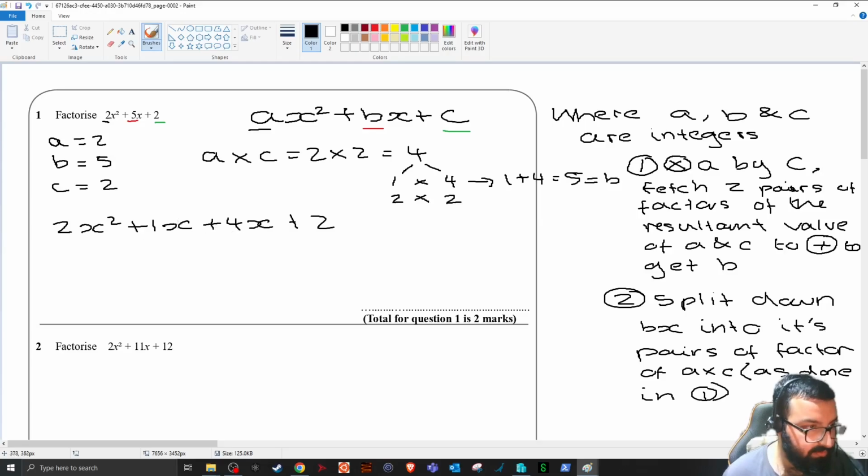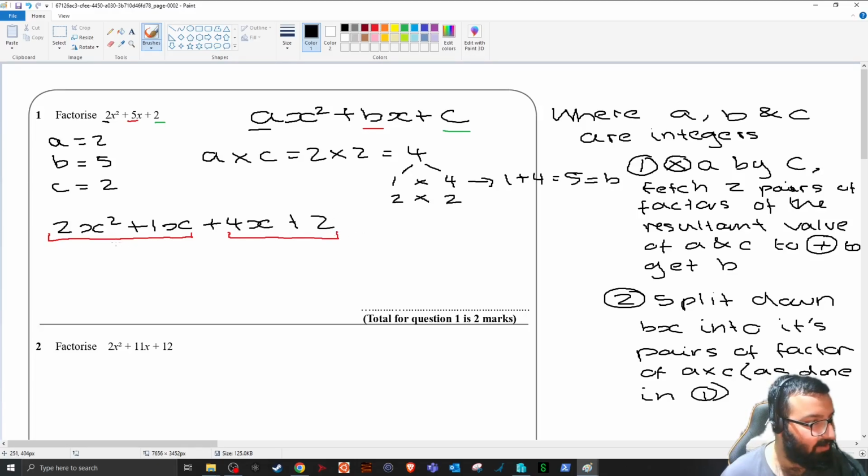So the reason why we've done this in the first place, like I said earlier, is just for us to split this down into 2 separate expressions. So it's the same expression altogether, but we're just splitting it down so that we can individually factorize and get the final answer. So I'm going to split it down right down the middle here. So we've got 2x squared plus 1x, or x, and we've got 4x plus 2.